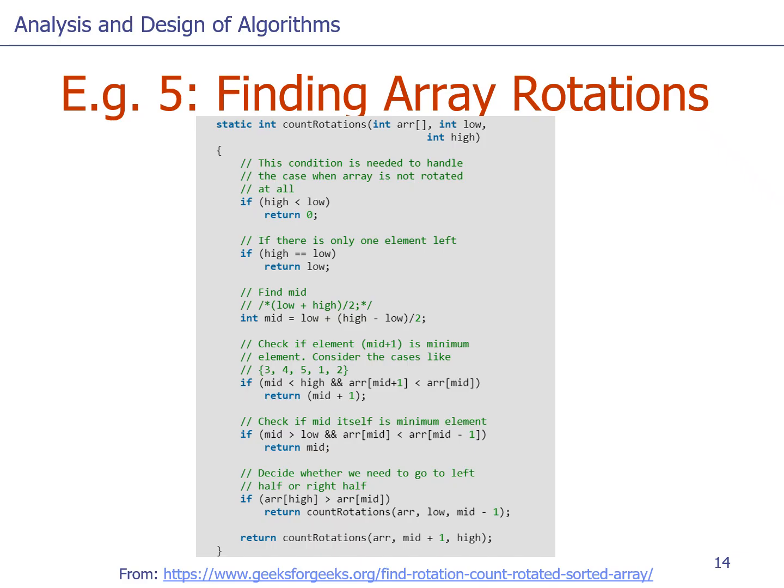Now, if high is equal to low, I will return low. There's only one element left. Else, I'll calculate the mid. I'm calculating the mid here in the correct way. If you remember from CS3 days, this is the right way to find the midpoint. And then I check the following. I say if mid is less than high, and array of mid plus 1 is less than array of mid, then return mid plus 1.